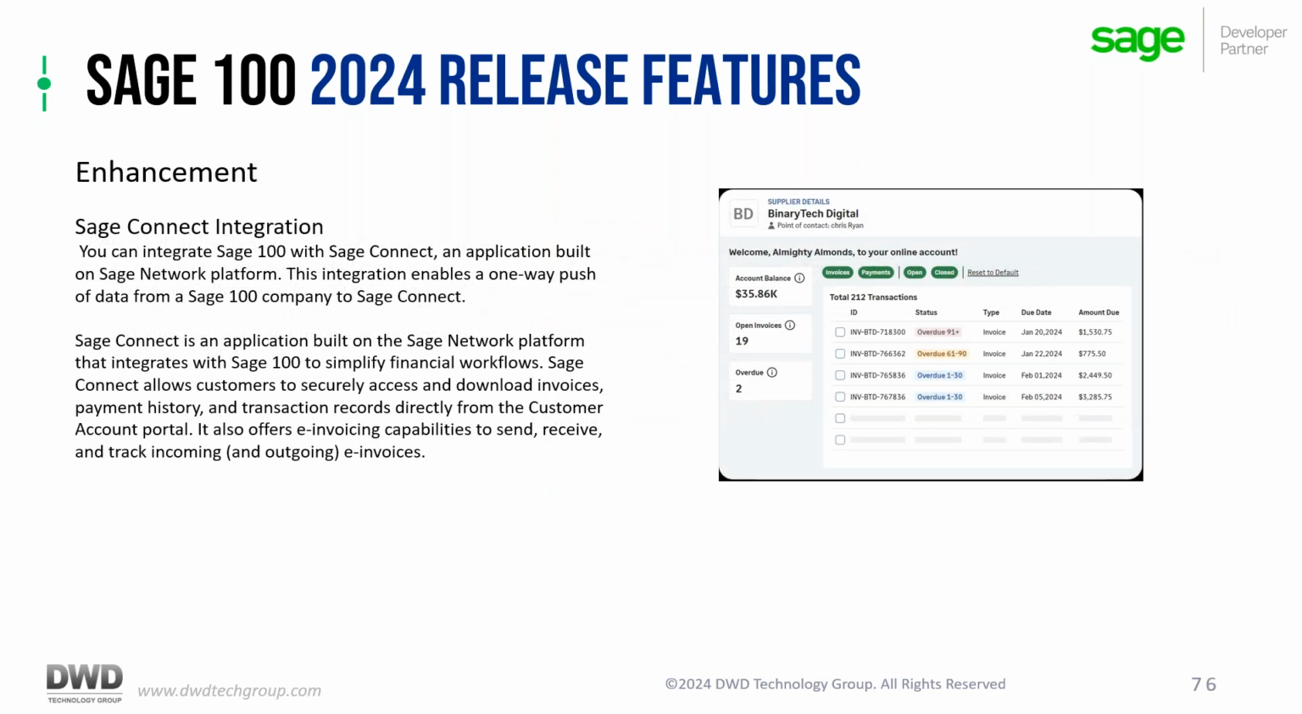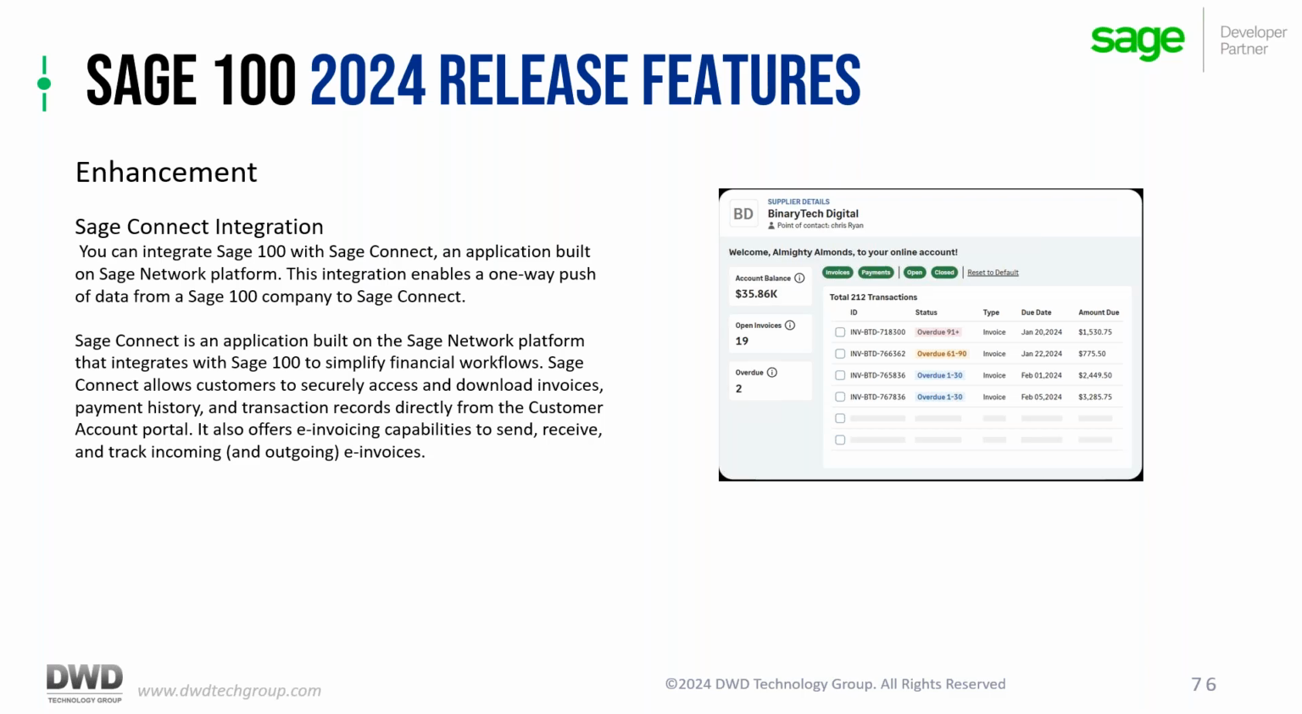Something that I'm a little excited about, but this is new, so I want to make sure that's clear. This is brand new. Sage has added something called Sage Connect. Sage Connect is an application we would install on the server, and its purpose is to upload data from Sage 100 into the Sage Network platform.